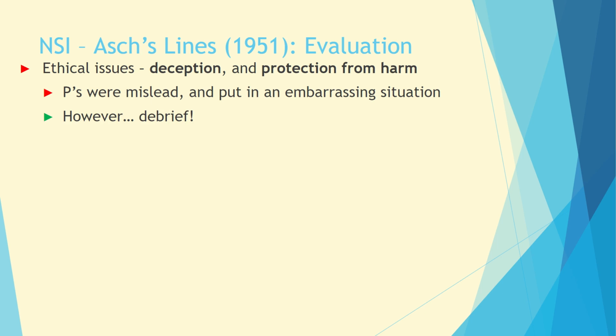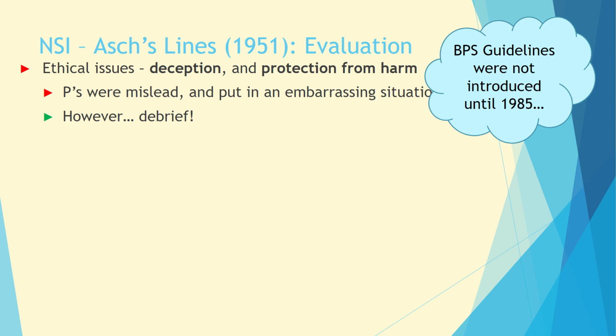However, we do have to consider the fact that they did give a debrief afterwards, which makes the deception more reasonable because they were told about it afterwards. And we also need to consider, most importantly, that the British Psychological Society guidelines were not introduced until 1958. So the idea of deception and protection from harm was not in guidelines until far after Ash completed his research. So Ash's research, by nowadays standards, would be considered unethical, but at the time wouldn't have been.